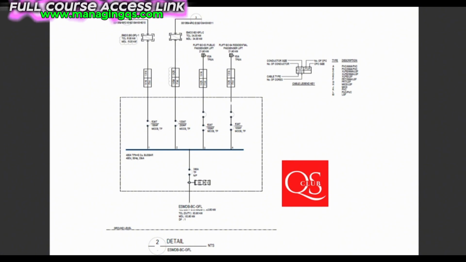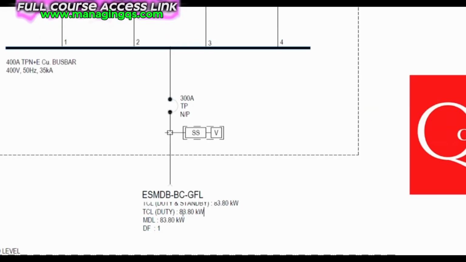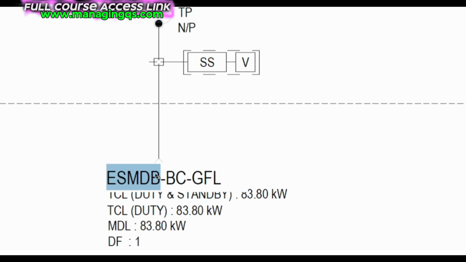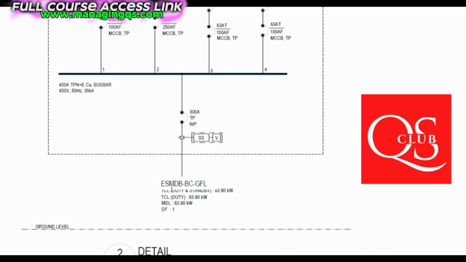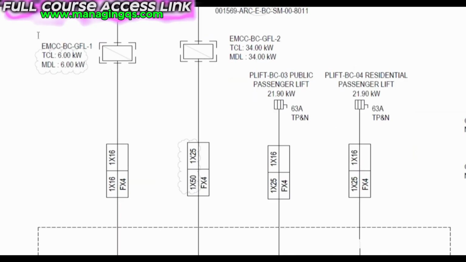And you can only find the motor control center panels through the electrical distribution schematic diagram. You can see there's an ESMDB, which means electrical sub-main distribution board. So the power is distributed from the sub-main distribution board to the motor control panels. There are two panels: the electric motor control center panel for ground level 1 and the electric motor control center panel for ground floor level 2.